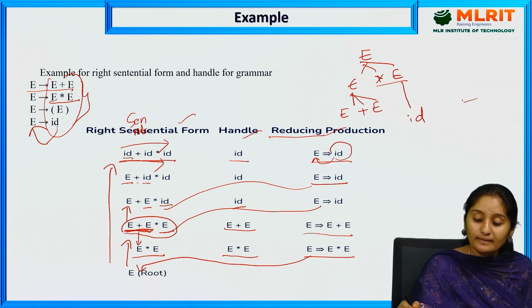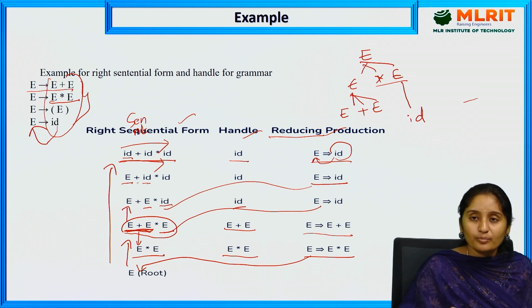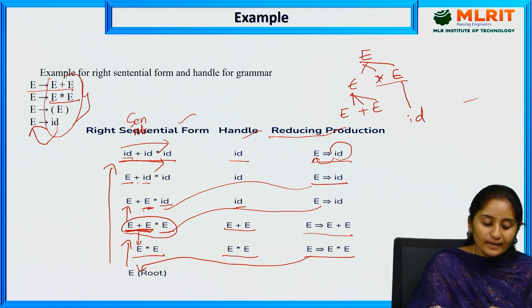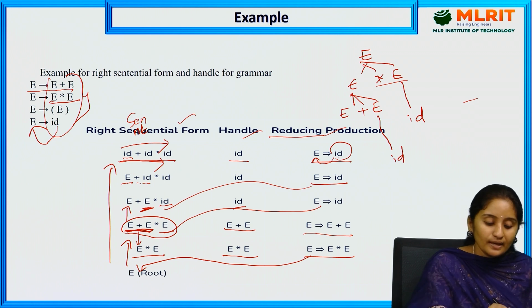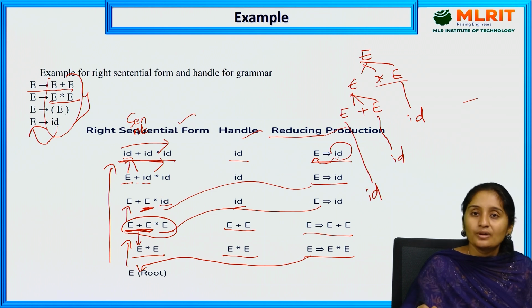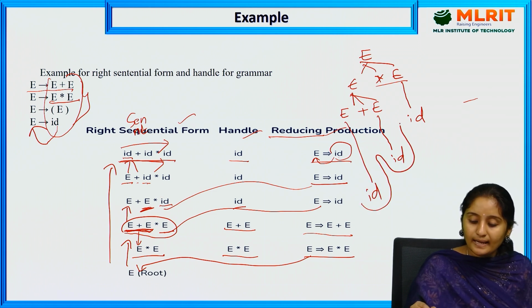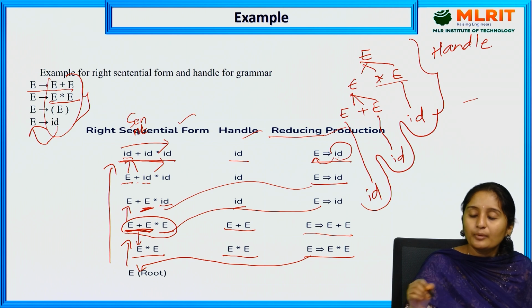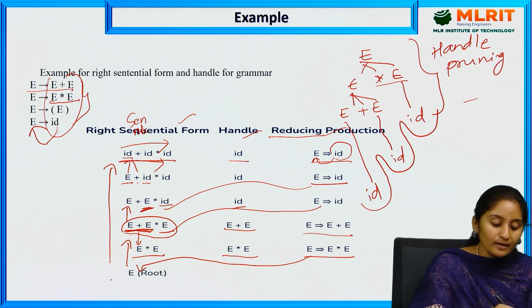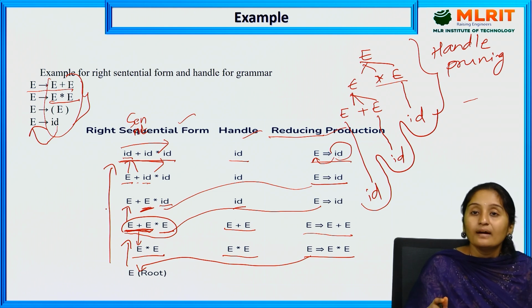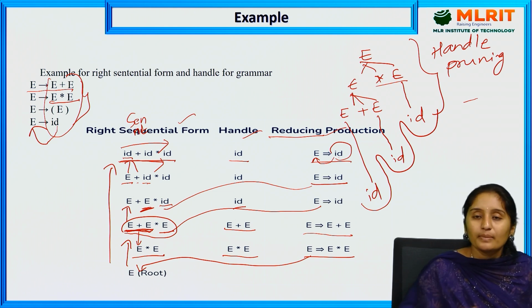See here, I am applying the rightmost derivation, not the leftmost derivation. ID. Then the next E is reduced to ID, the next E is reduced. In the next phase, ID is reduced. So we get ID plus ID star ID. ID plus ID star ID. So this is nothing but handle pruning. We apply it in the reverse manner by applying rightmost derivation. So that is nothing but handle pruning.